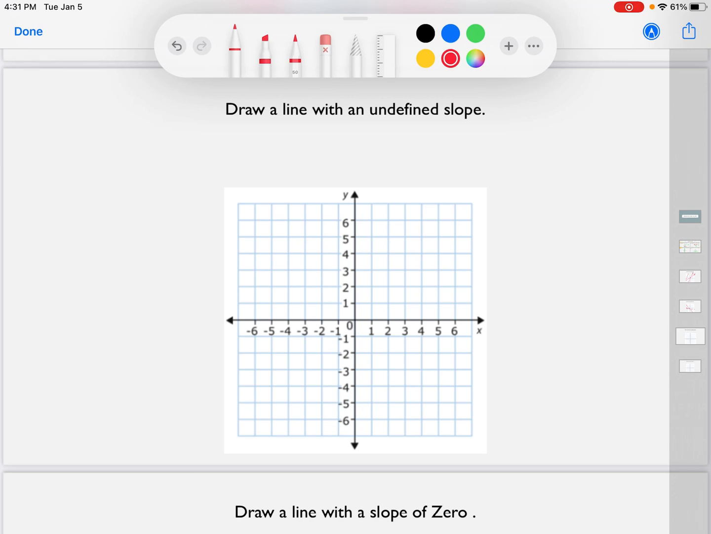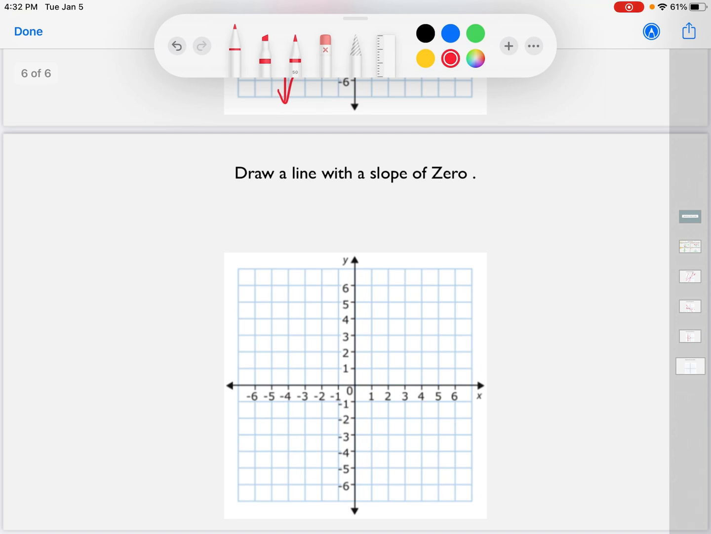So this one asks for undefined, which if we remember those two things that we were supposed to memorize, undefined means that the x value does not change, which means the line goes straight up and down. So that would be undefined. This would be undefined. This little itty bitty adorable line would be undefined. So on and so forth. Anything that's straight up and down.